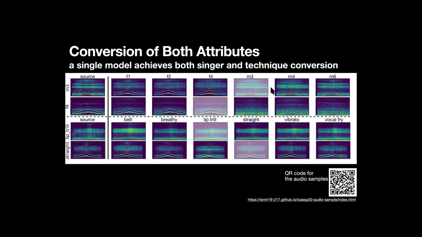We can also do cross gender conversion. We can also do within gender conversion. And this similarly applies to the female singer as the source. And at the same time, we can use the same single trained model to convert the vocal technique, to achieve many-to-many conversion for the vocal techniques. So for example, we have the lip trill as the source, and we can convert to different other techniques.